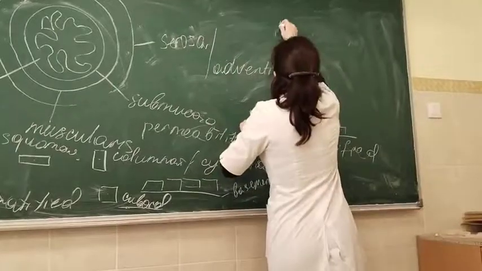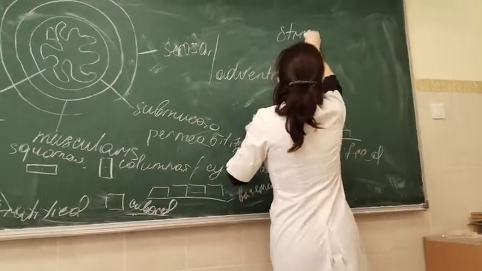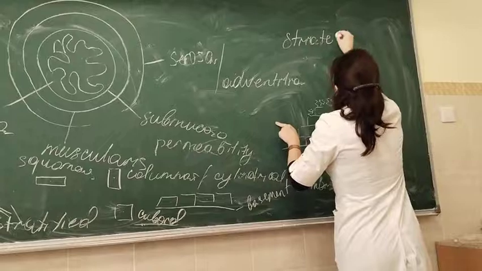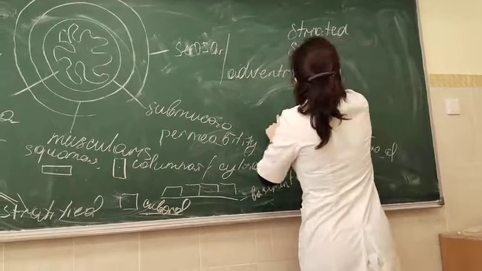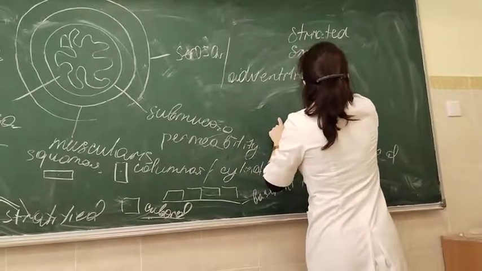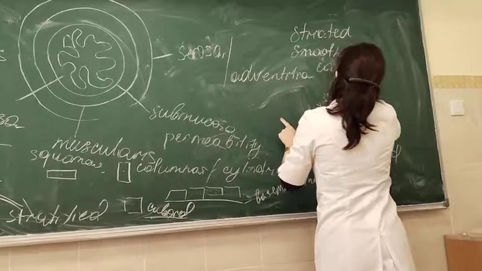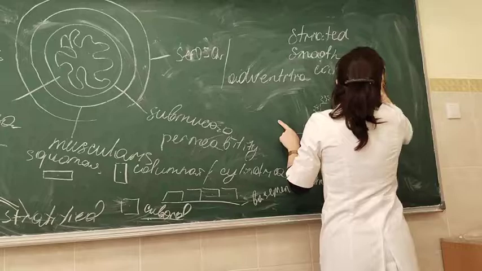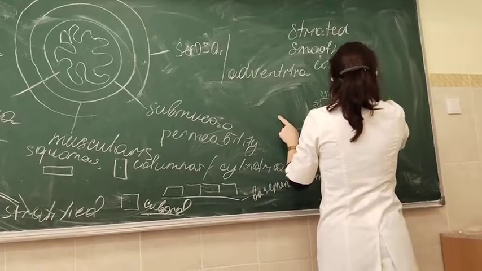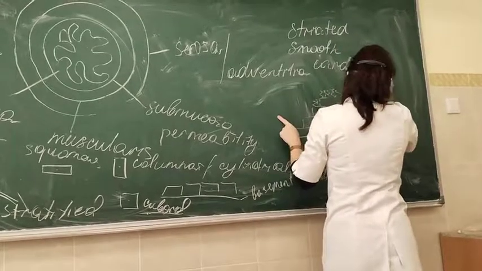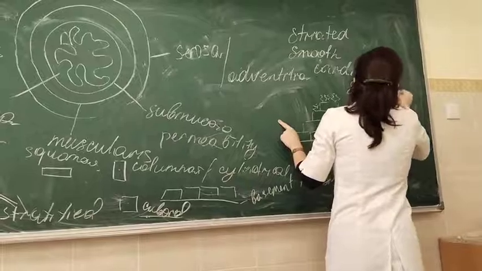So there is striated type of muscular tissue, there is smooth, and the third type is cardiac striated. Cardiac striated muscular tissue we'll study when we reach that part. Now we are not interested.